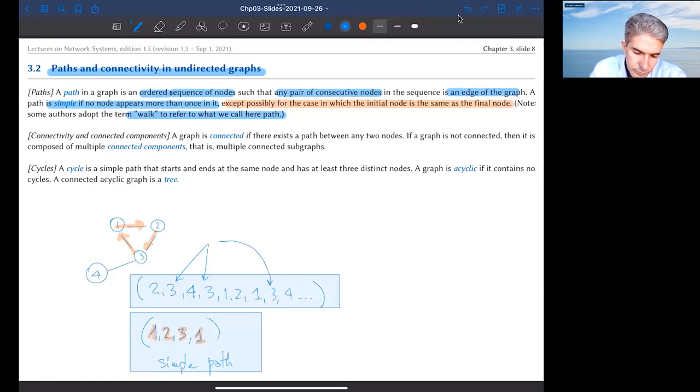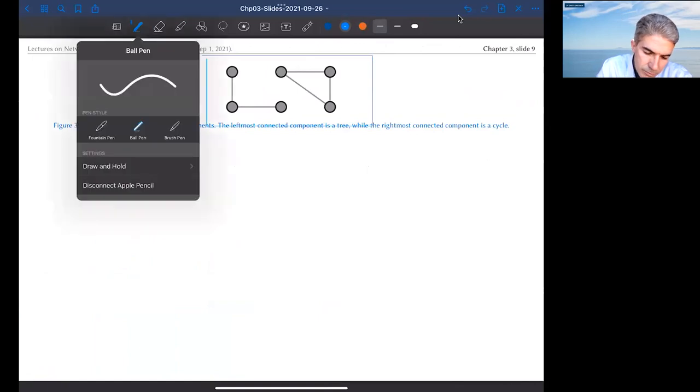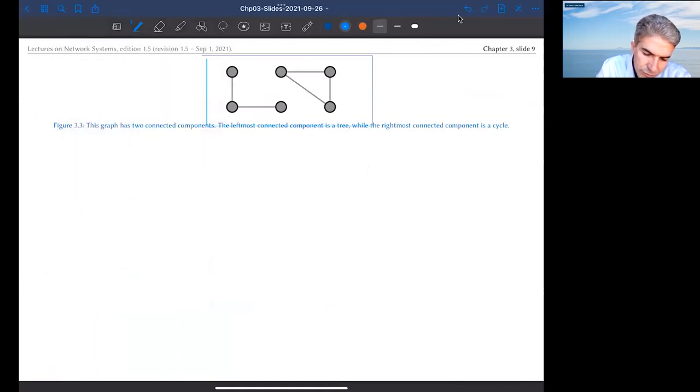Perfect. Simple path. Now, a graph is connected. All right, so let's look at this example. If I think of this graph with 6 nodes, 1, 2, 3, 4, 5, 6, is it connected? Now, what might the word connected mean? It means that from any node, there exists a path that takes you to another node. It doesn't need to be simple, although there is no loss of generality. You can take it to be simple.